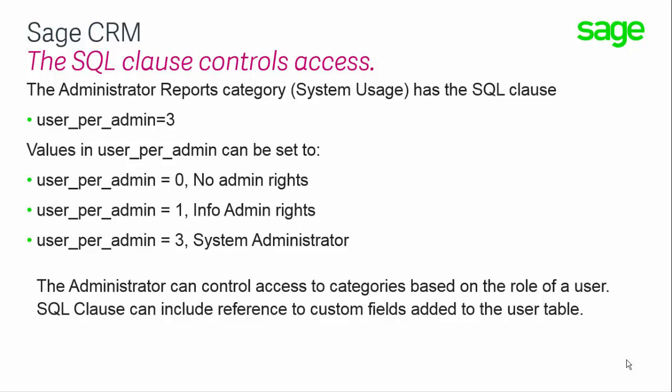The example here is user_per_admin equals 3. This is referencing a field from the user table and refers to the administration rights for this user. User_per_admin equal to 0 means that there's no admin rights. User_per_admin equals 1 is info admin rights. User_per_admin 3 is system administrator rights. This allows a system administrator to control access to the report category by a user's administration rights. But we can reference any field, including custom fields, on the user table.